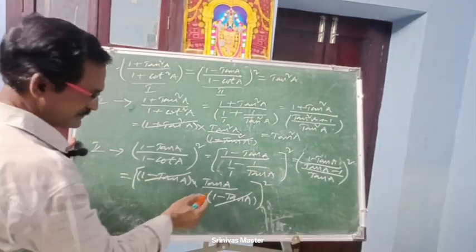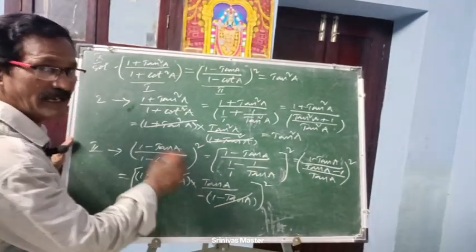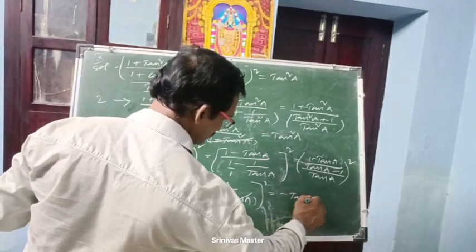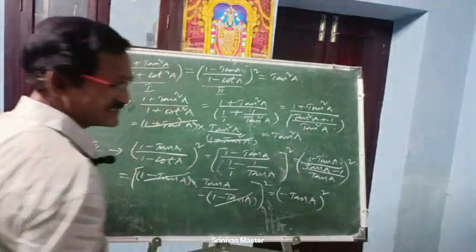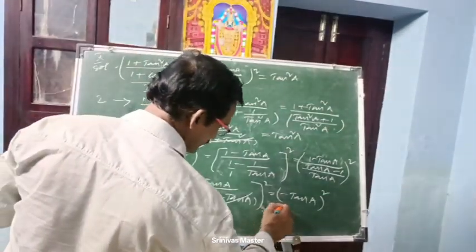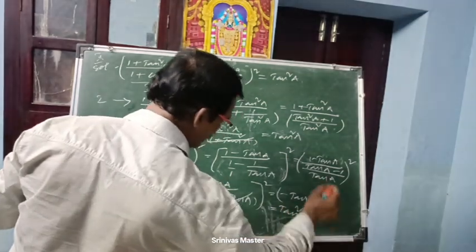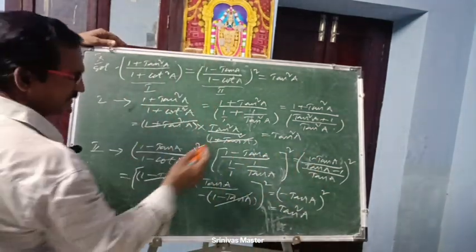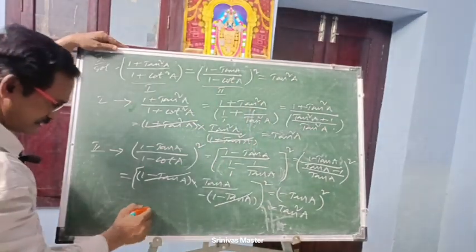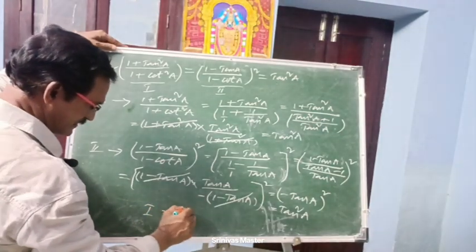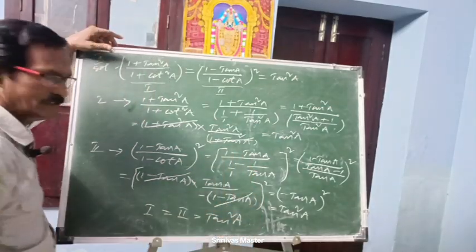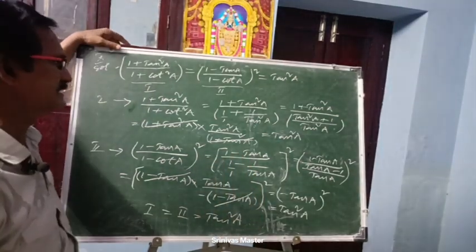Now what is there? Tan A by minus. Tan A by minus means minus tan A. You know that plus by minus means minus. Minus tan A, whole square. Square is there, and minus and minus becomes plus. So it is equal to tan square A. But see, the first part is tan square A, and the second part is also tan square A. Both parts are equal to tan square A. Hence we can say that the first part equals the second part equals tan square A. Hence proved.